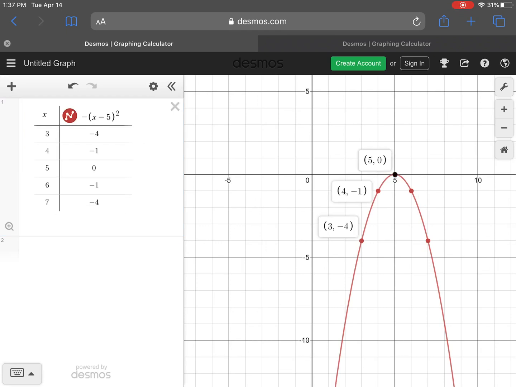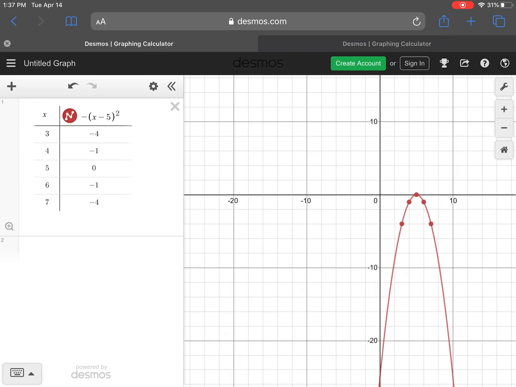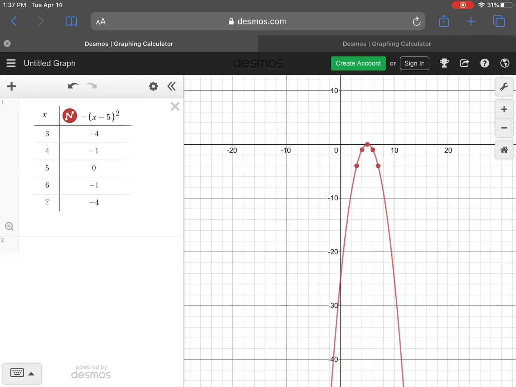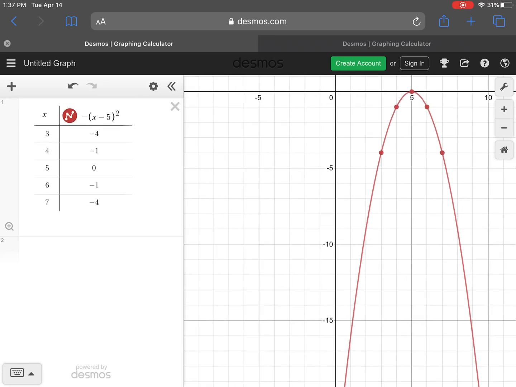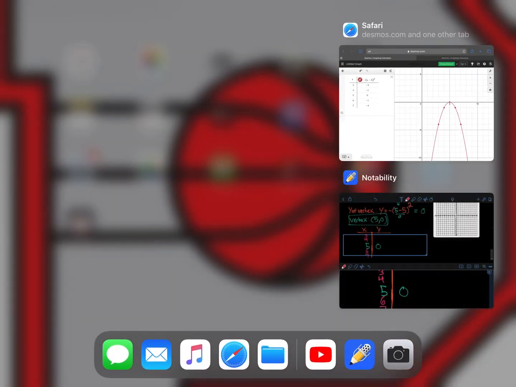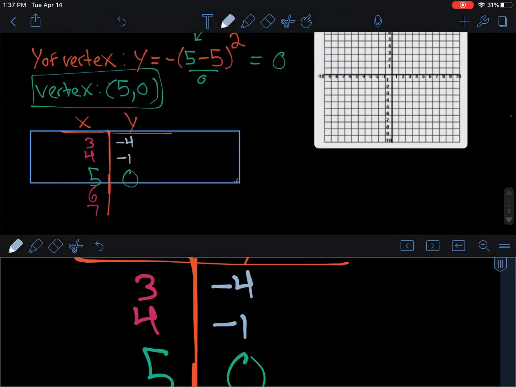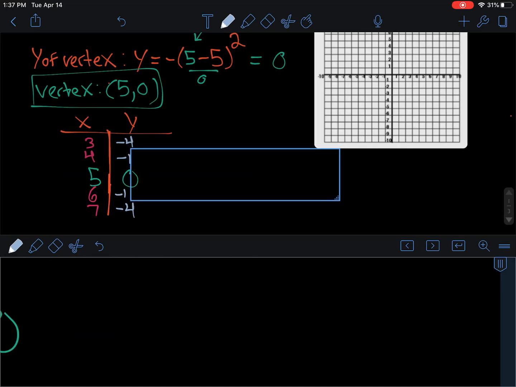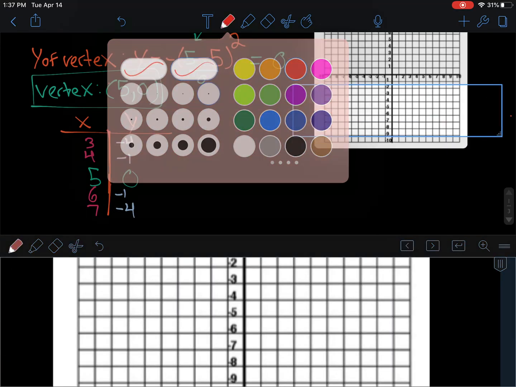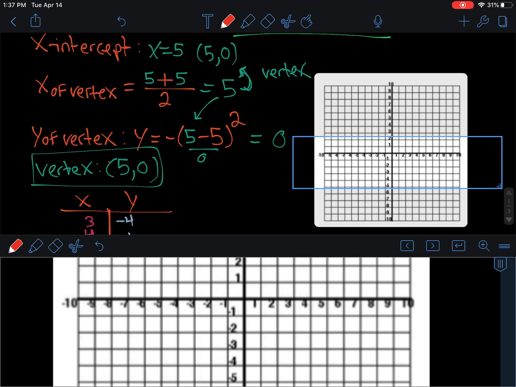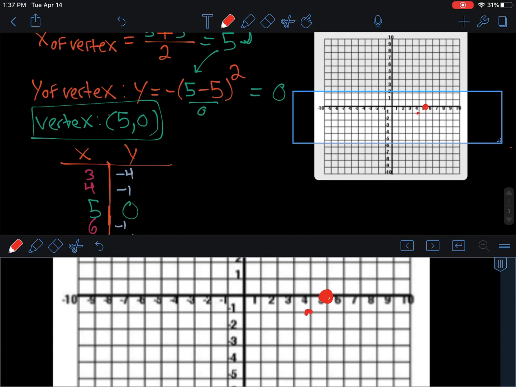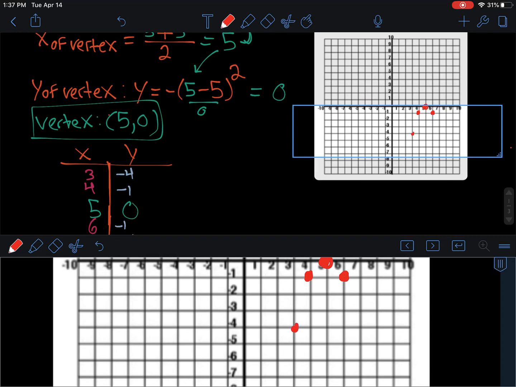Just to be clear too, you can zoom in and out if you need to. As you can see, yes, it goes on forever and ever. But anyways, these are the points that I want. So -1 and -4. I'll put these in a different color. So I got -1 and -4. I'm going to go ahead and plot these points. Remember, your x-intercept in this case was the same thing as the vertex, which was 5, 0. And then I have 4, -1, 6, -1, and then 3, -4, and then 7, -4.